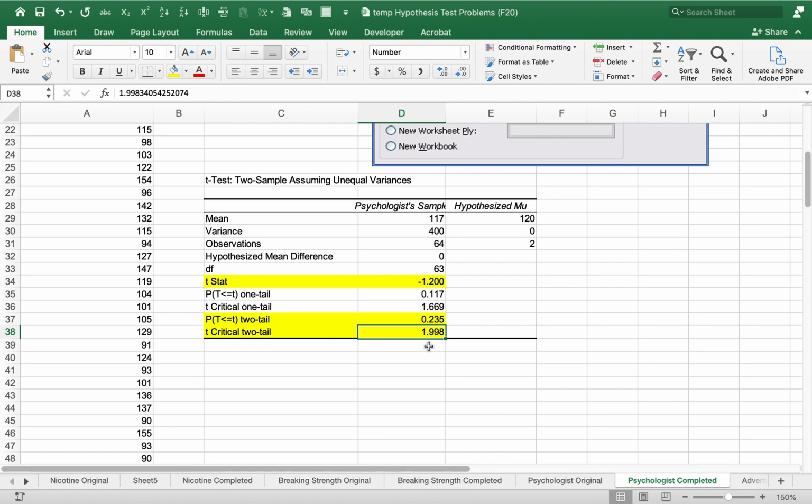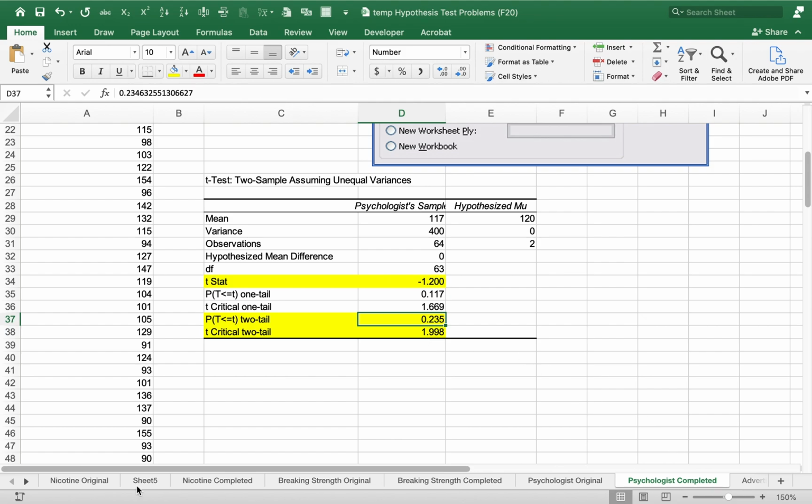1.998. Remember, it doesn't show whether these are positive or negative, so you just have to know that this is a negative 1.998 by taking a look at how you set up your problem. Or alternatively, your p-value of 23.5% is greater than your alpha of 5%, so do not reject H0. In either case, you do not reject H0.